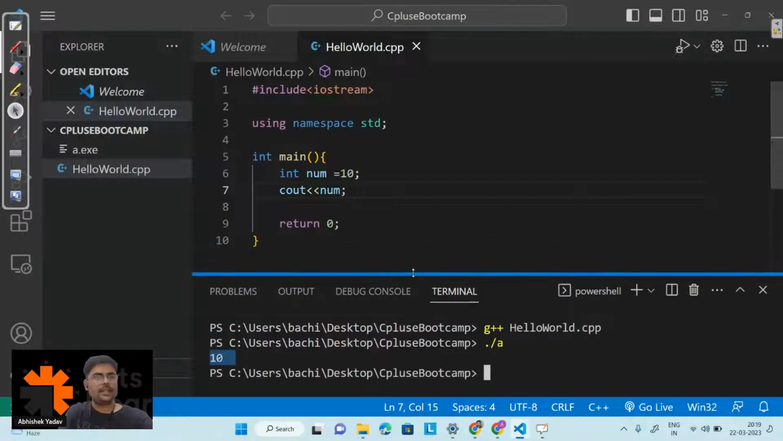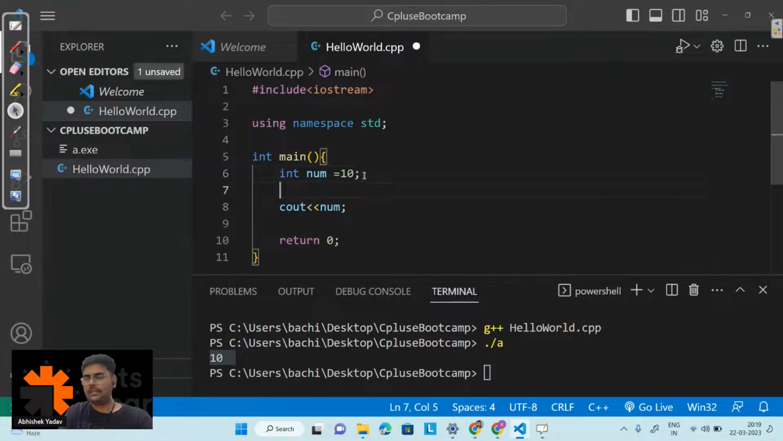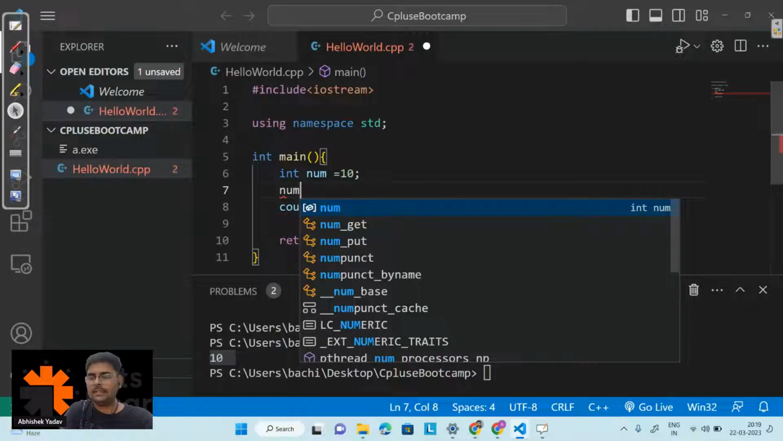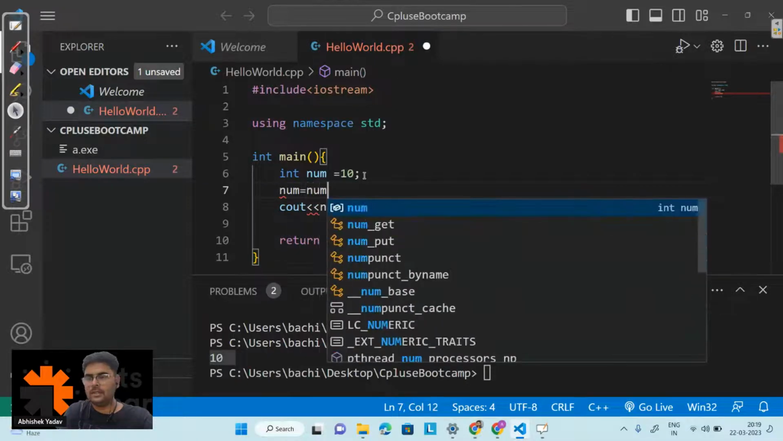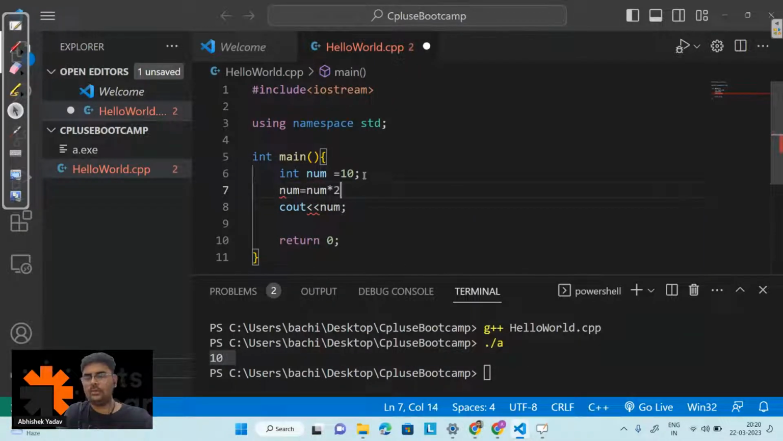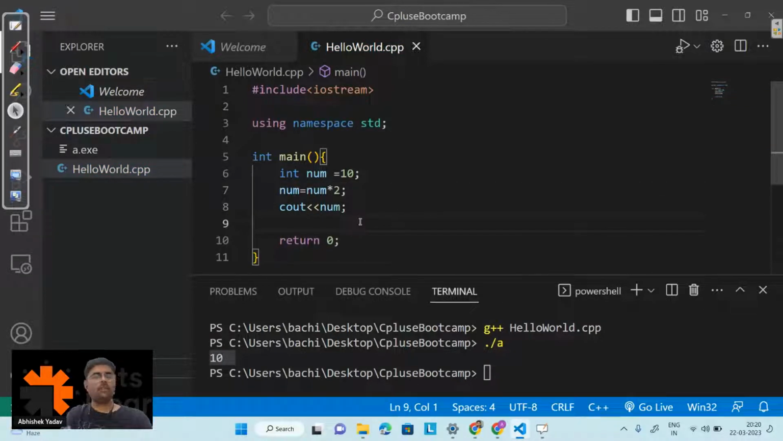So here, if I'm getting the answer 10, can you guys tell me what output I will get now if I write num is equal to num into 2? Okay, what will be the output now? Please write in the chat.